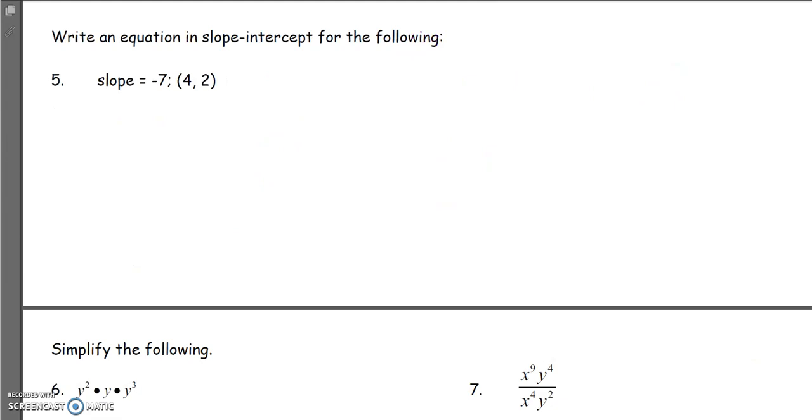Okay, number 5 says, write an equation in slope-intercept form for the following. So they've given us a slope and they've given us a point. So that means we are going to put it in point slope form. And this is my x, and this is my y, and this is my m. So I should be able to plug everything in.